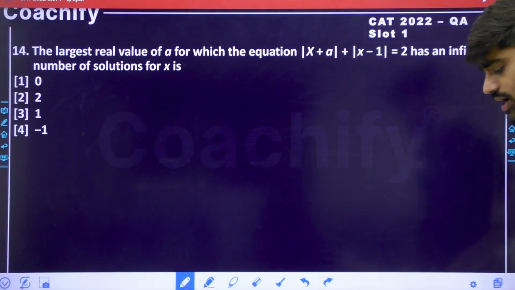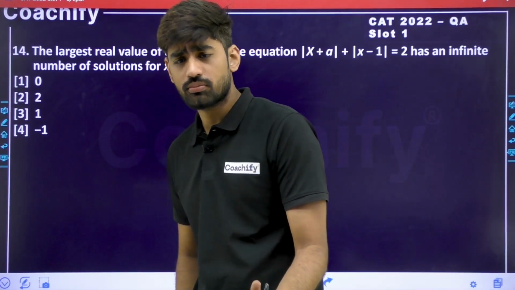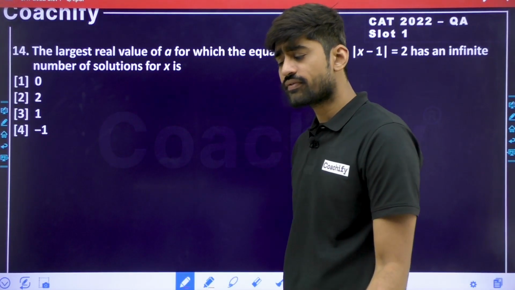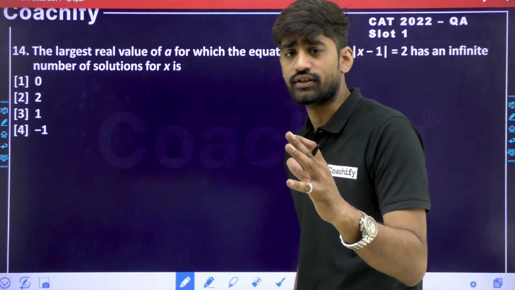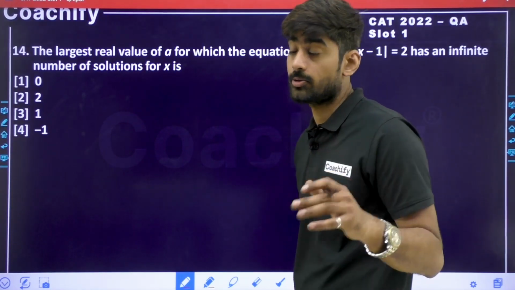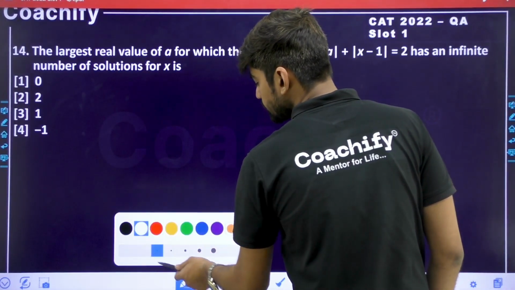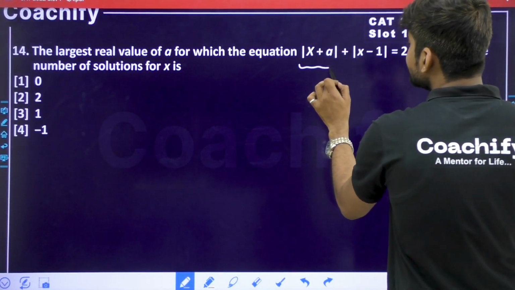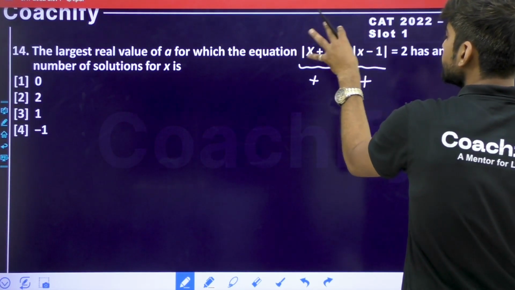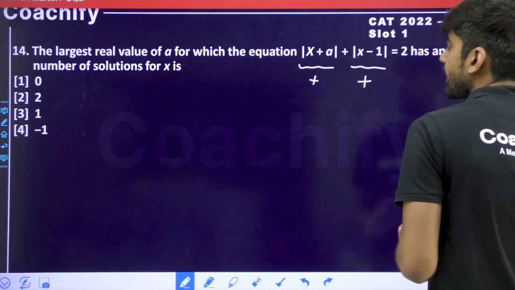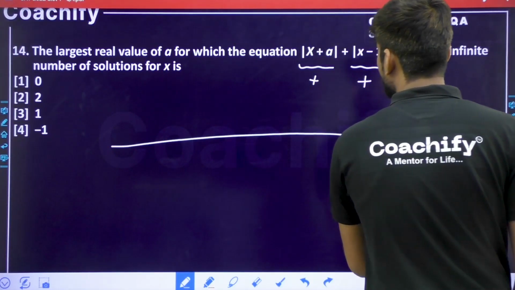Guys, this is a beautiful question based upon modulus. So let's understand a little bit about modulus first. Modulus is a function that, for any real input, will always give you the result as positive, not negative at all. Now, if the result is going to be positive, what I can conclude is that this is positive, this will also be positive, and the sum of these two outputs is going to be 2.